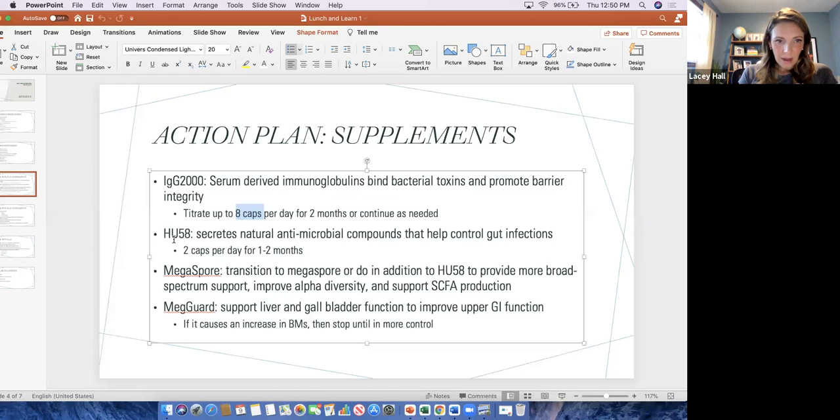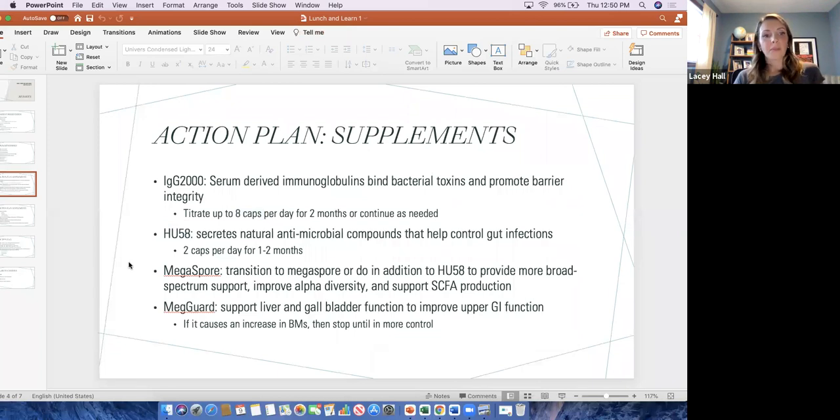Okay. Now, the probiotic that I would start with for her is HU58. I don't know if you are familiar with it. It doesn't get as much limelight and press as our famous Megaspore, but HU58 does a great job when we're dealing with any type of gut infection. HU58 secretes natural antimicrobial compounds, up to between 12 and 24 different antibiotics on its own, including things like bacitracin.